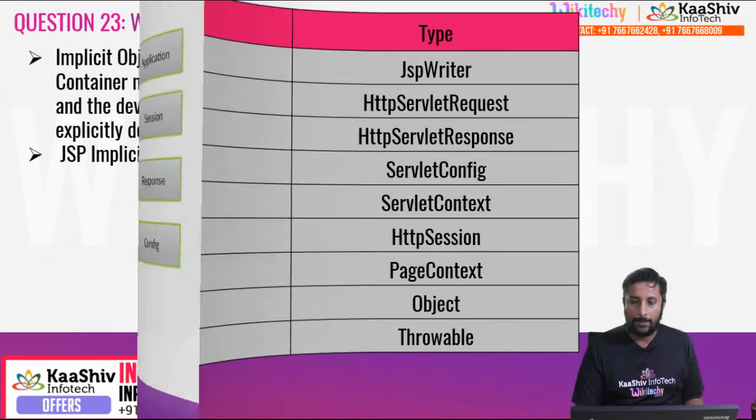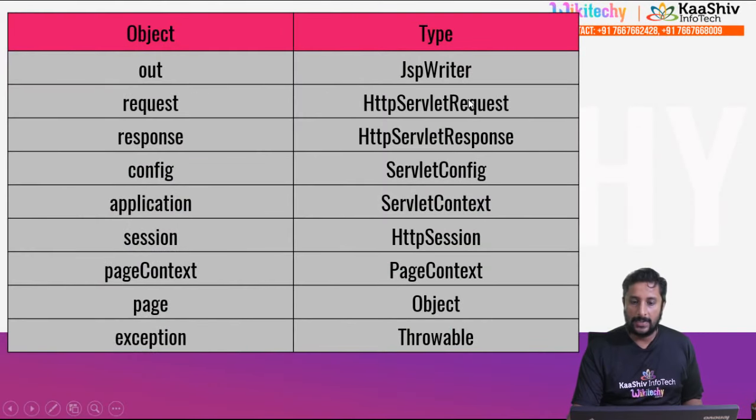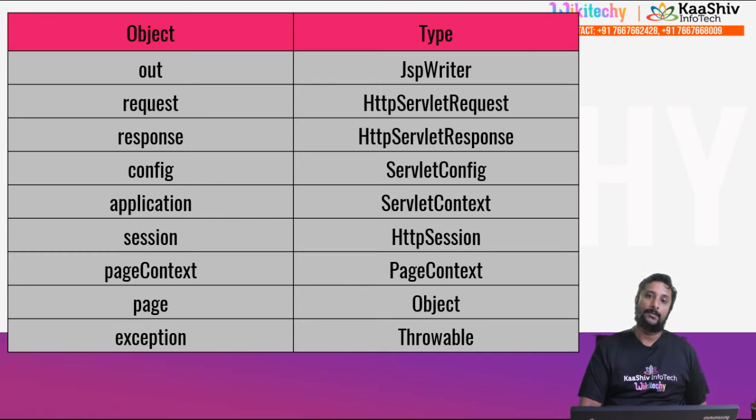An example is HttpServletRequest. On a web page you have this, HttpSession, PageContext, Throwable, Object, everything. These are all objects and their types, things which you don't need to specify explicitly; they are available implicitly.